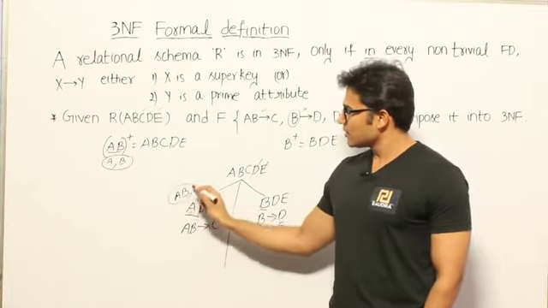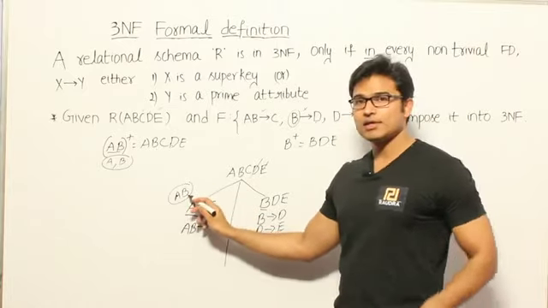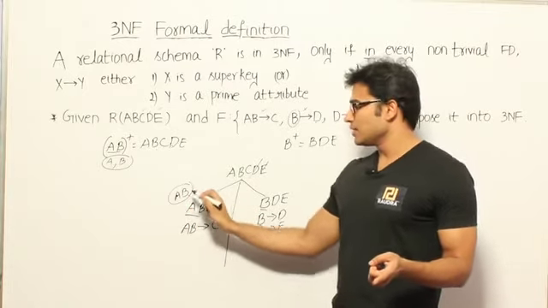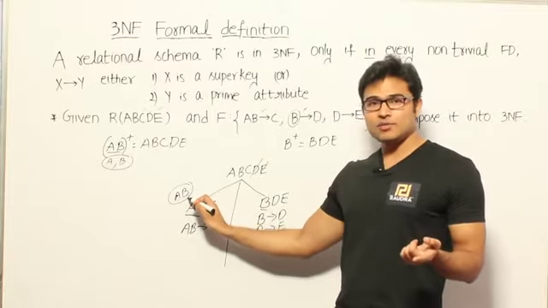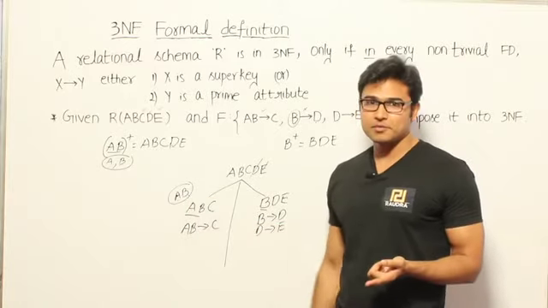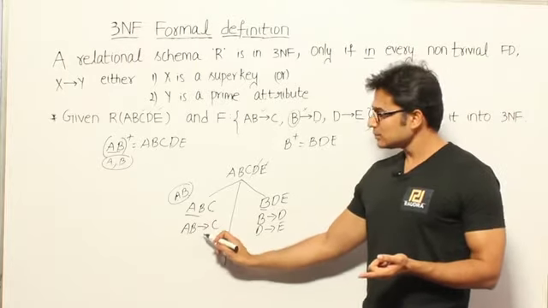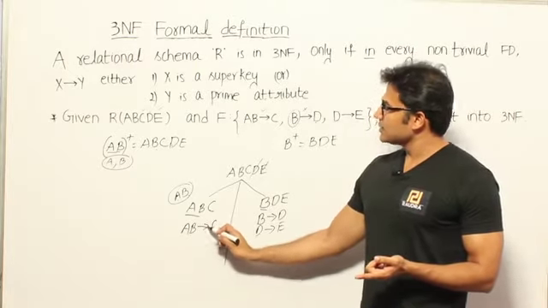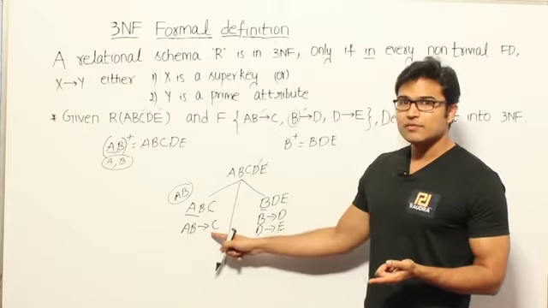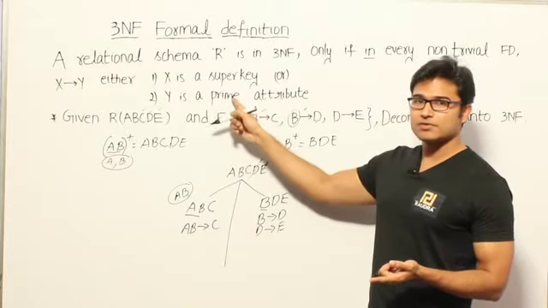And since AB is the candidate key and ABC are the attributes, A and B are the key attributes, and C is the non-key attribute, right? Now if you observe this, let's test whether this FD is passing either this one or this one.